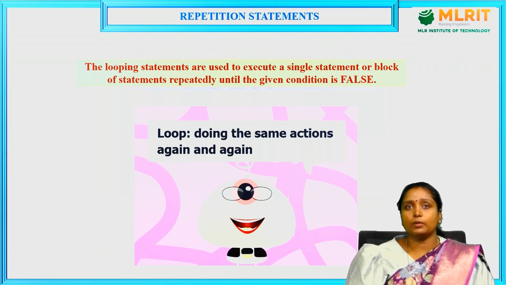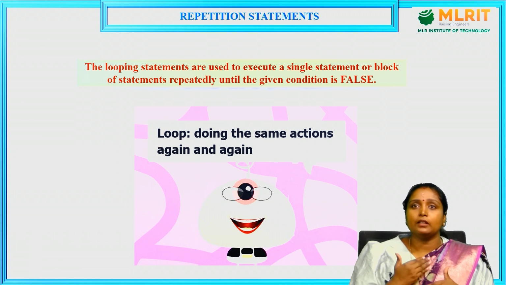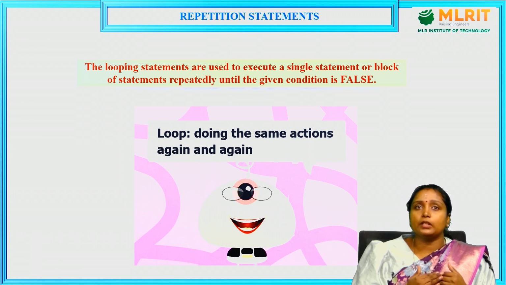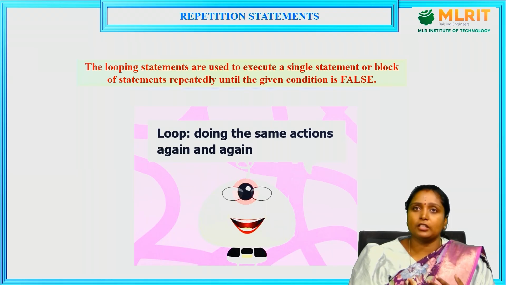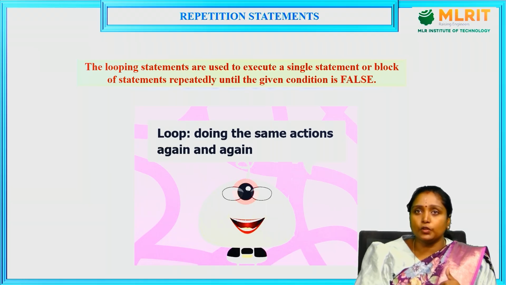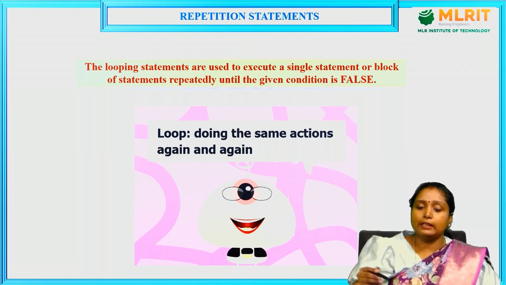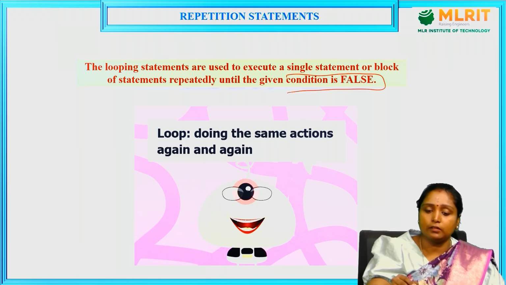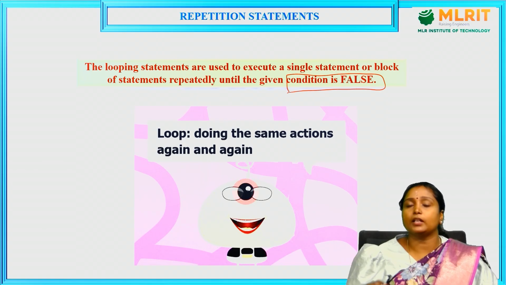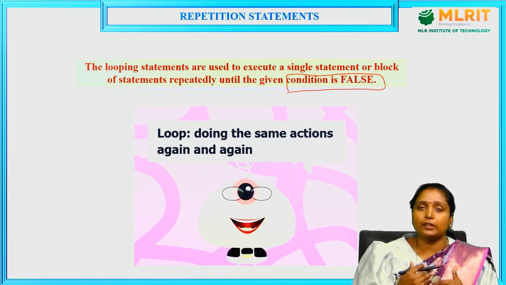Coming to the repetition statements, the word itself, repetition. Repetition is nothing but repeating the same thing again and again. So doing the same actions again and again is known as repetition statements or loop control statements. The looping statements are used to execute a single statement or a block of statements repeatedly until the condition becomes false. Until the condition becomes false, if the condition is true, it repeats all the statements repeatedly.